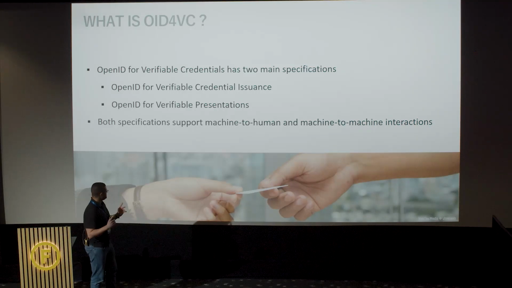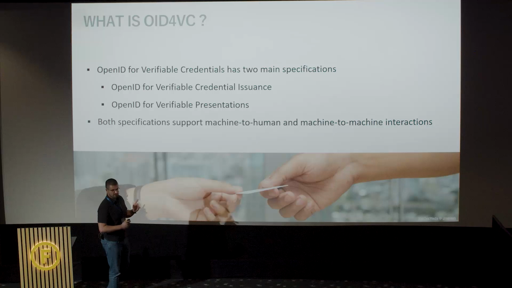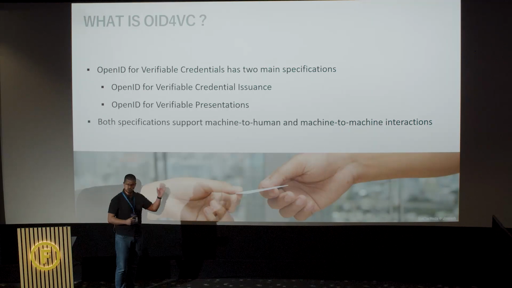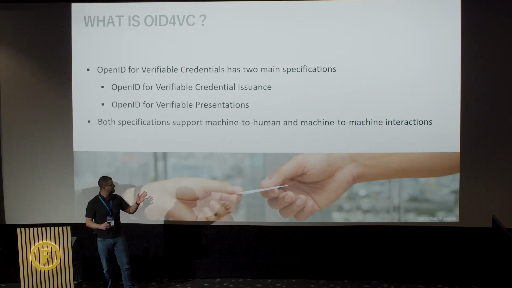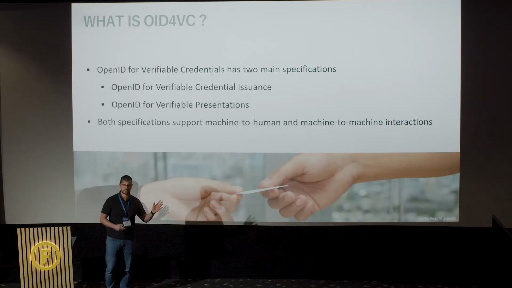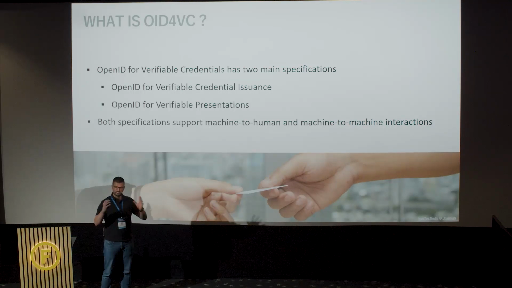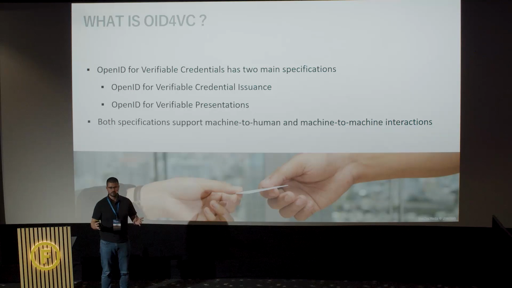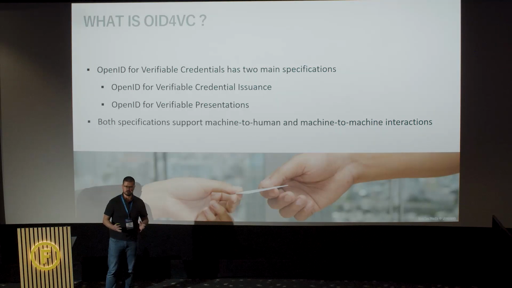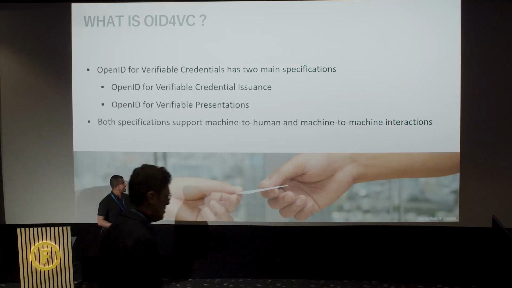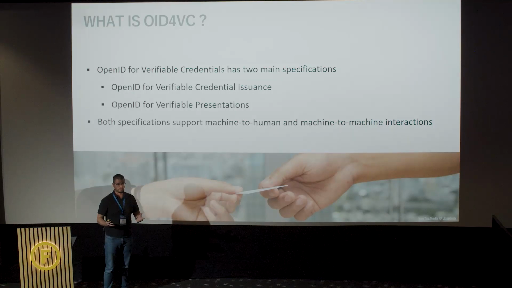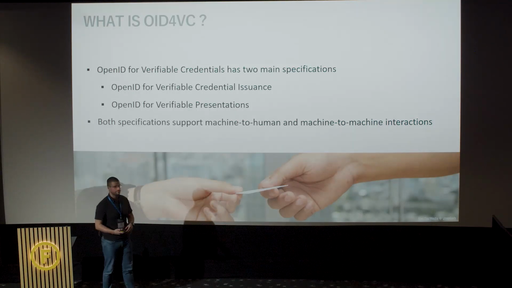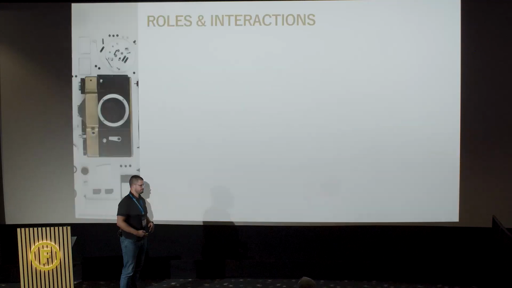And as a reminder, both specifications support machine-to-human interactions and machine-to-machine interactions. They are extensions of OAuth2, which is massively used on the internet at the moment, and it has already been proven for machine-to-machine interactions.